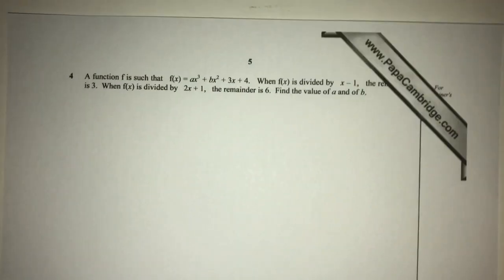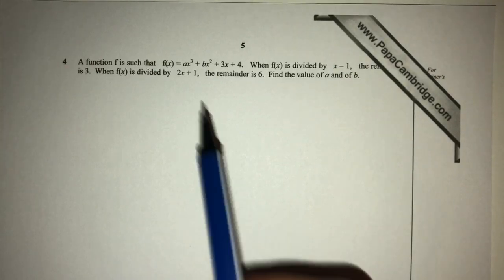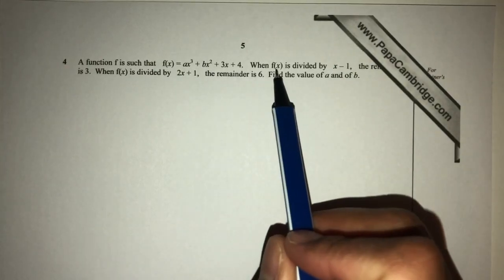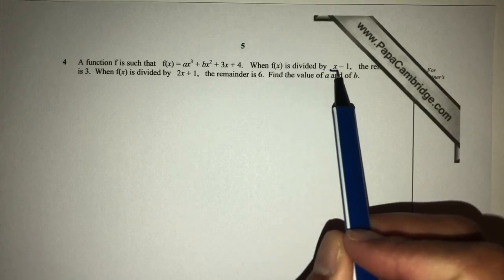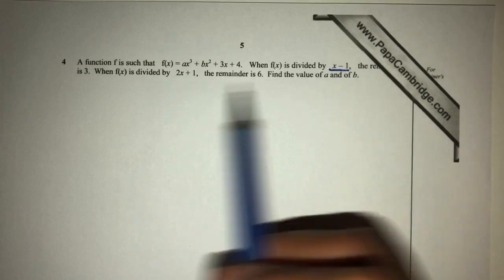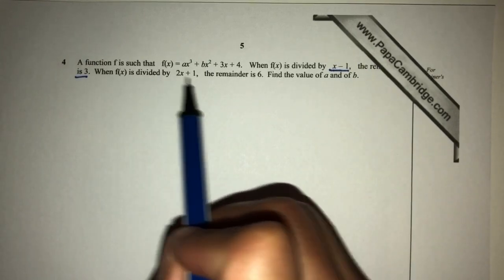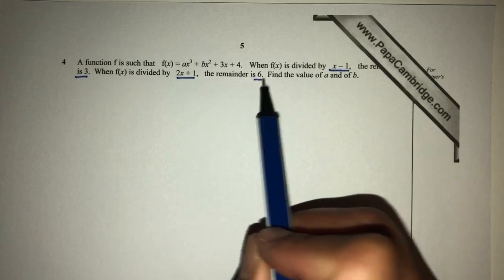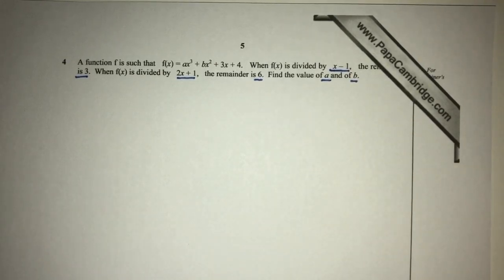Okay, so let's move on to question number 4. A function f is defined by this. When f of x is divided by this factor, the remainder is 3. When f of x is divided by this, the remainder is 6. Find the values of a and b. So pretty easy. Here we have to use the remainder theorem.